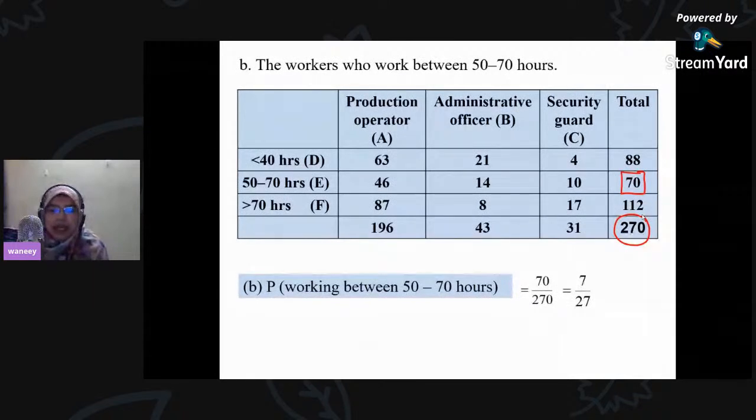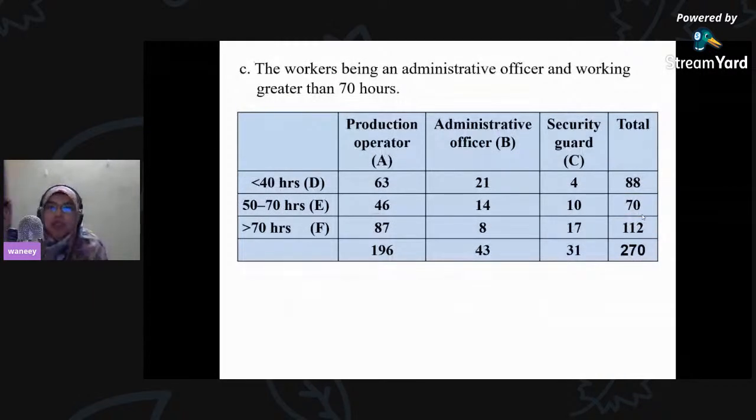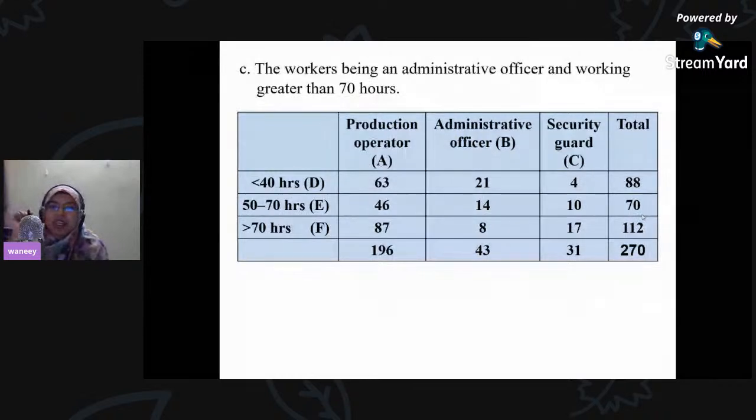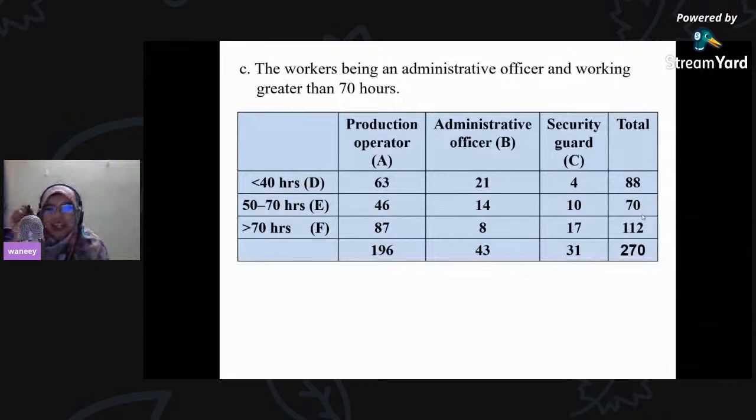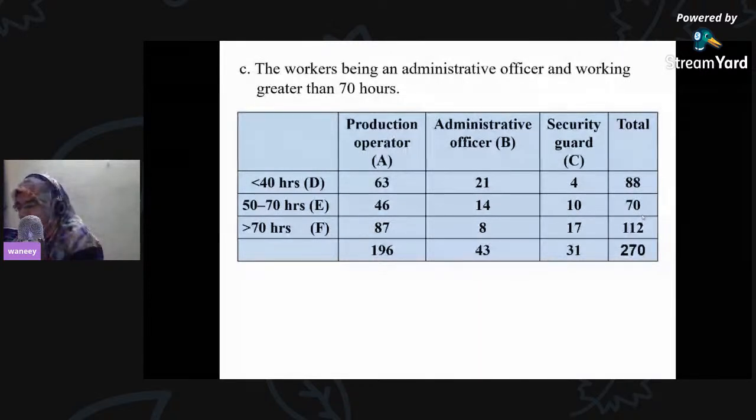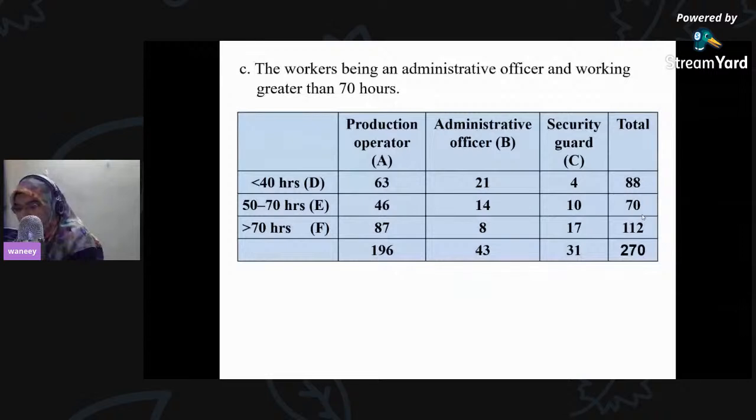Okay, next. The worker being an administrative officer and working greater than 70 hours. Okay, so now I give you some time for you to try. Read the question and then try to give your answer. Write your answer. At least get a more interesting amount. So, what is your answer? Try to write your answer, what is it?